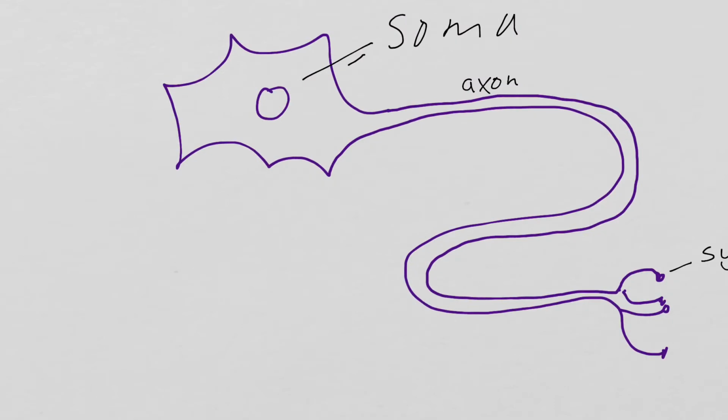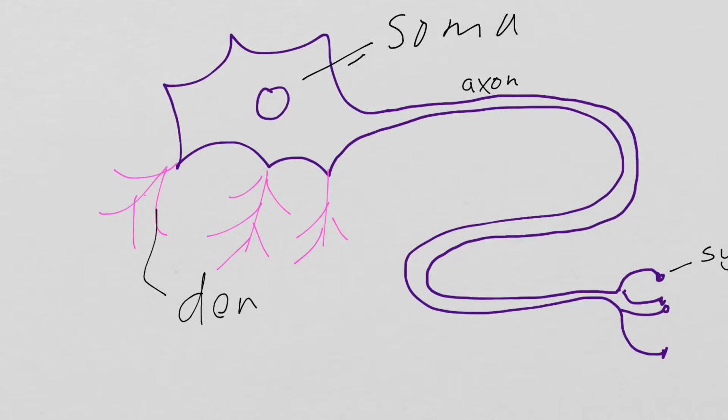So the other structures we need to know are the dendrites, dendritic trees, and these are like trees, branchy structures I can't draw, so we're just going to pretend like that makes sense. And let's label these. And the dendrites receive information.